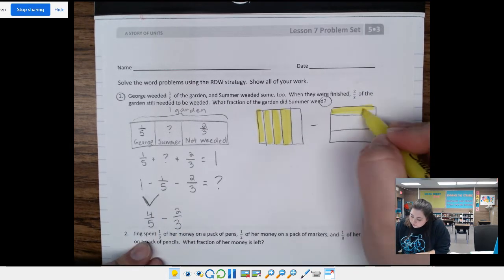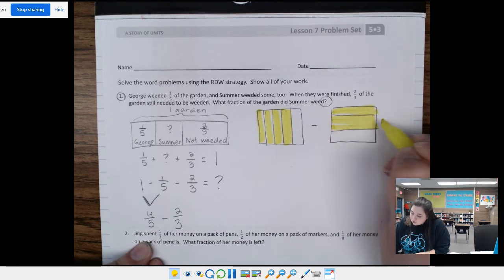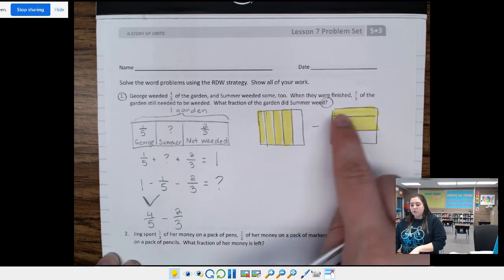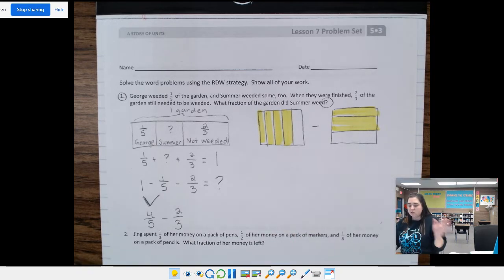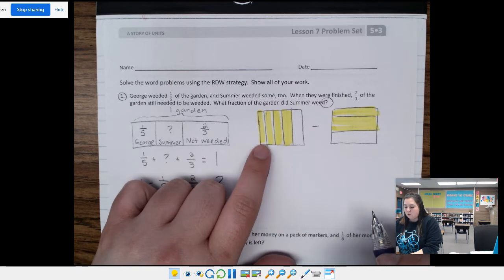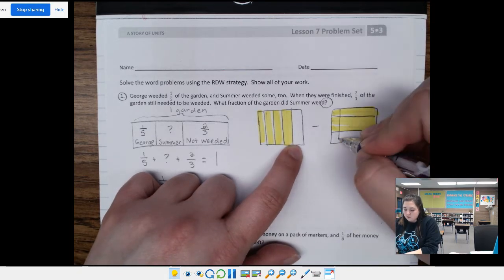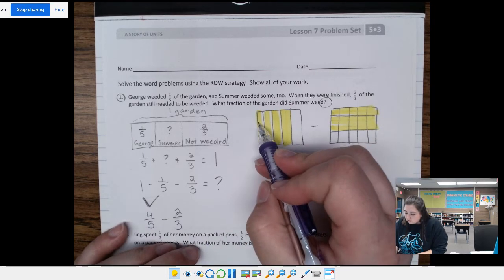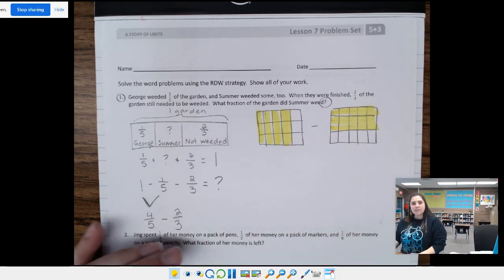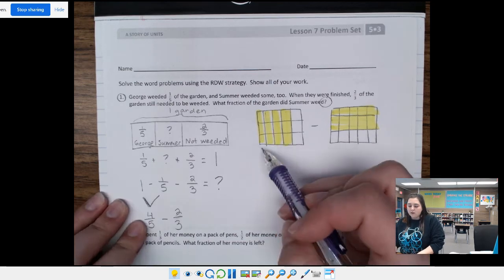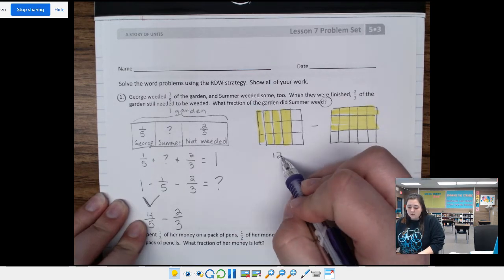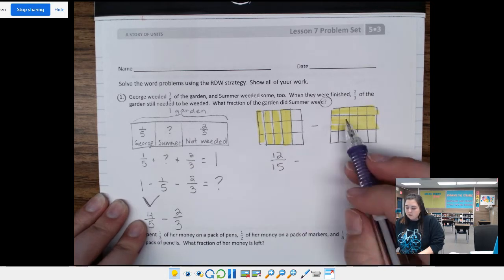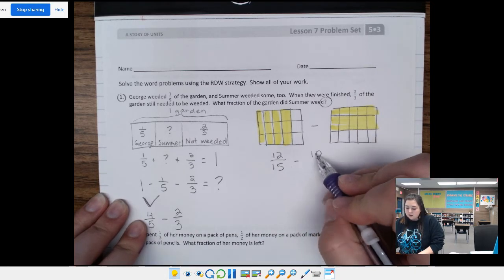So here's 1/3, 2/3. Okay, I can't just take away 2 pieces because they're not the same size. So let's make them the same size. 1, 2, 3, 4 vertical lines, 2 horizontal. There, now it looks the same. I have 3, 6, 9, 12 15ths, and I need to take away 5, 10 15ths.